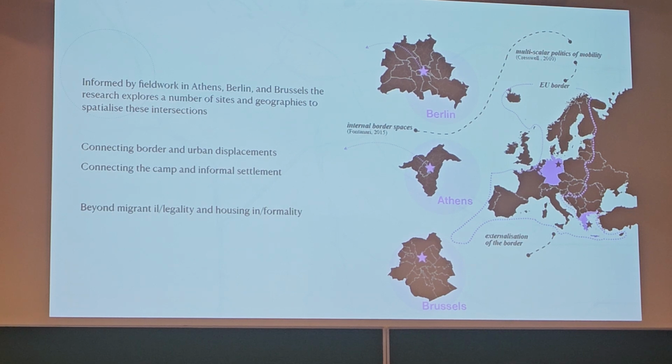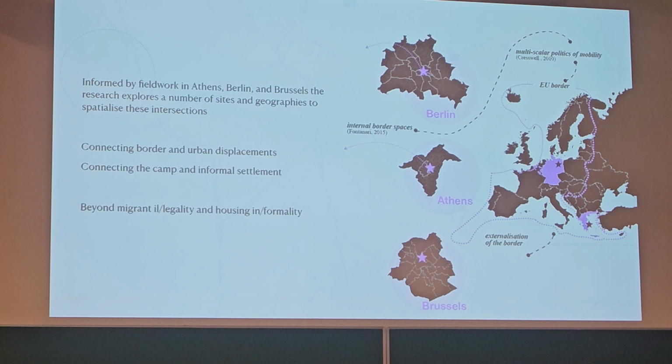So just to recap what I was saying, what I've tried to do is to connect the border and urban displacement, so people displaced across the border having something in common with people displaced within it, but also to connect the camp and the informal settlement. And these are framings that come from Southern urban theory that I'm then applying in the European context by looking at the camp as the reception system and the informal settlements as all these so-called alternative spaces.